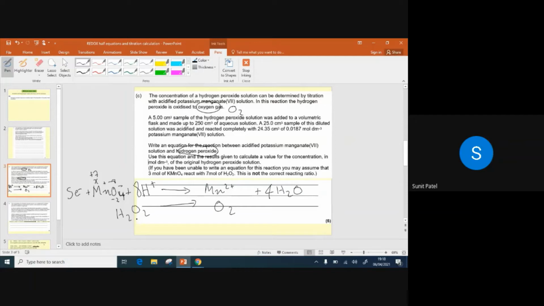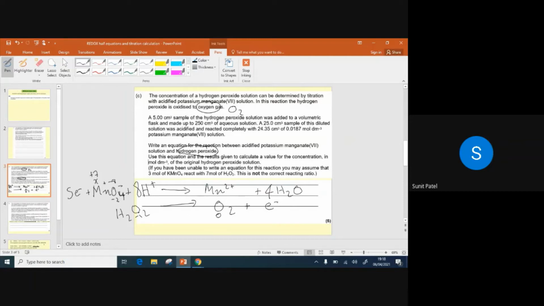It's not -2. It's one of the rules that you must know about, which I'll cover in one of the videos. So each oxygen atom is -1. Here it goes down to oxidation state 0. So what's happened here? It's lost an electron. So each oxygen has lost an electron.